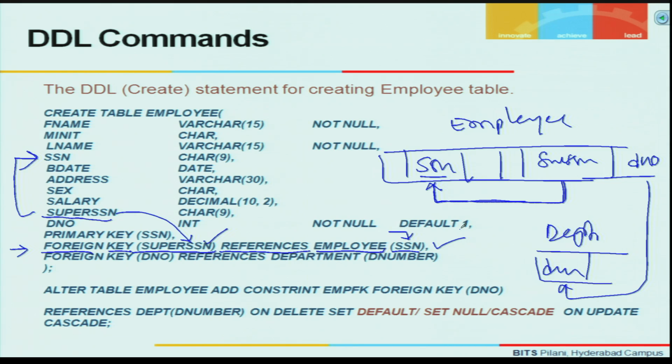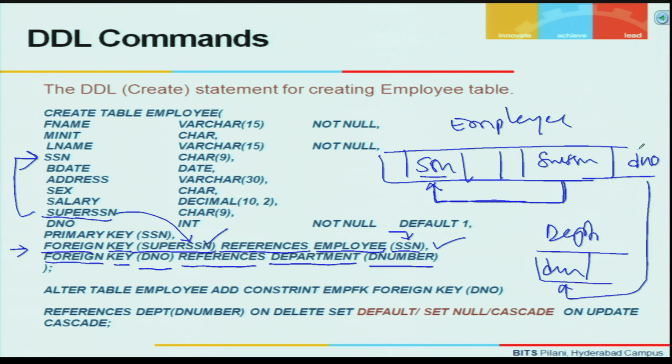Then comma, I have one more foreign key in the form of the DNO attribute in the employee table. So FOREIGN KEY, and in parentheses DNO is the foreign key, and REFERENCES, which table? It is going to refer to the department table, and then in parentheses, which attribute in department? The D number attribute, which is the primary key of the department table, is being referenced by this foreign key DNO.